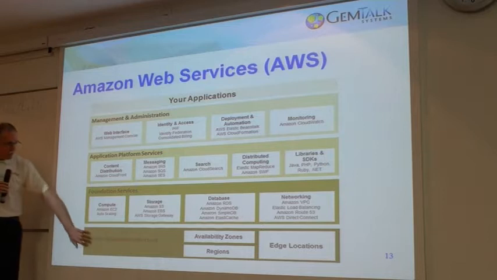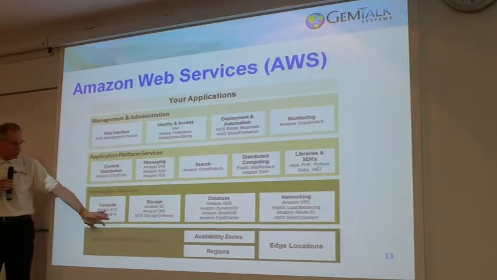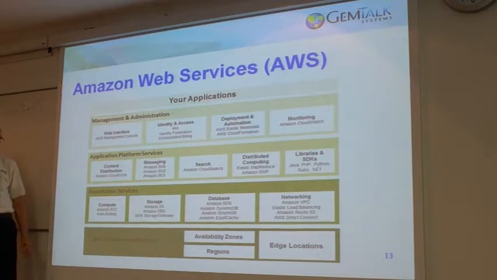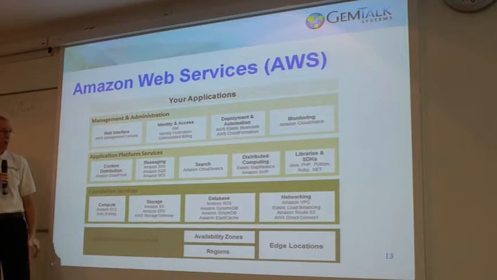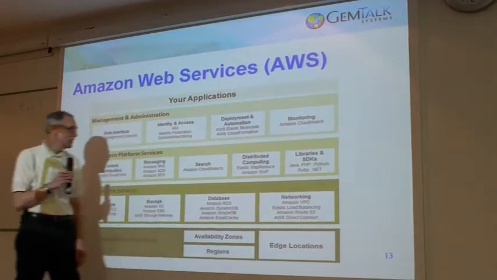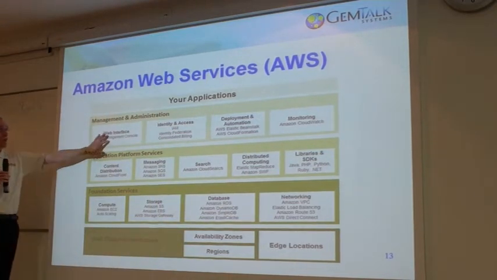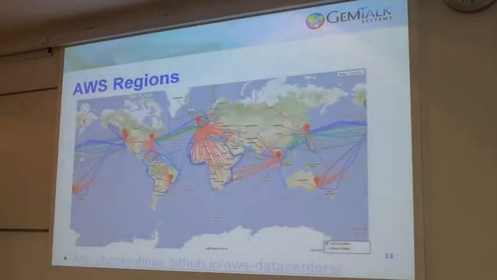Above the infrastructure, they have some foundation services. We will be looking particularly at Amazon EC2, at the EBS, which is the block storage, and the networking has DNS services. Then we'll be using the web interface to do some management of it.